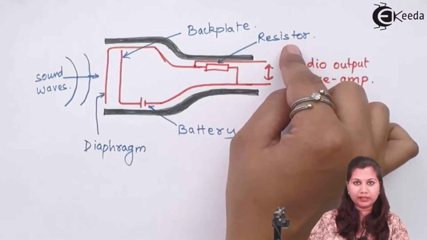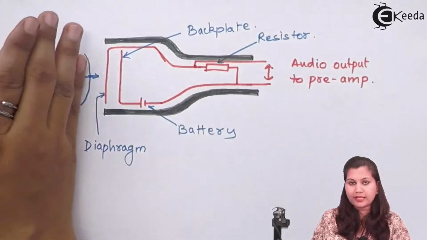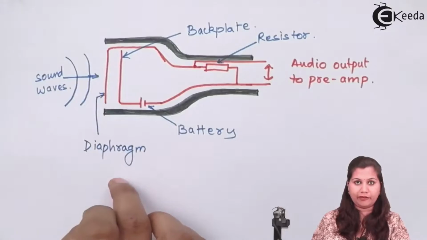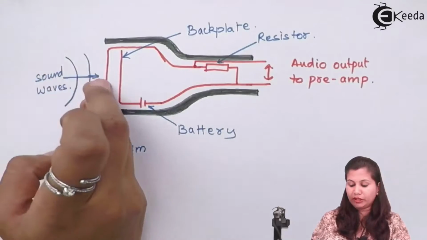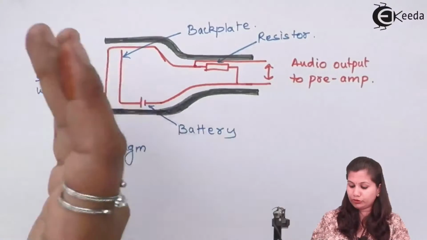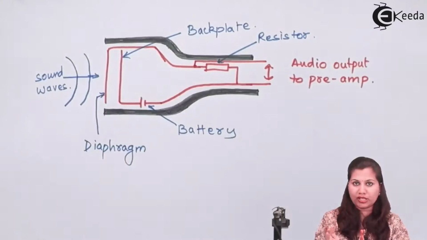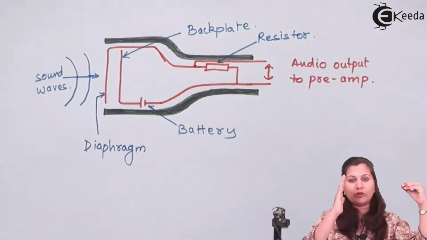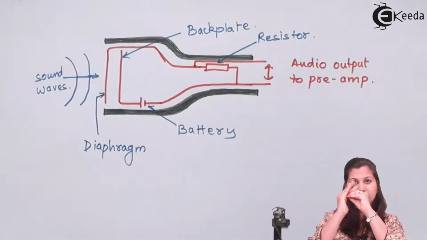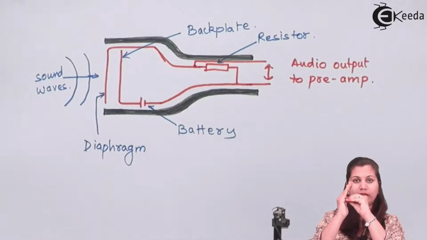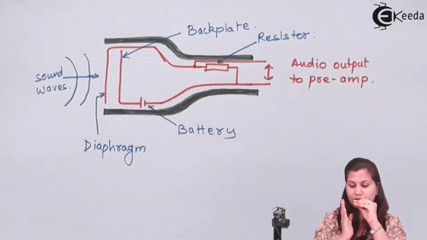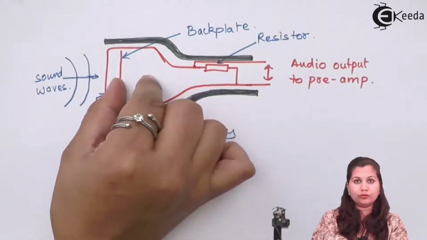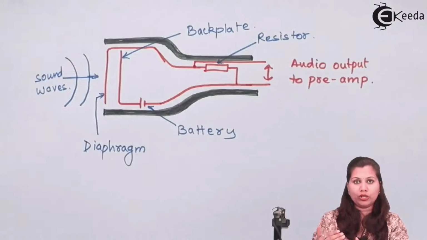A resistor is also connected. The sound waves strike the diaphragm, which converts them into pressure waves, and due to that pressure the diaphragm changes its shape. The diaphragm is just a flat diaphragm. When the sound waves strike it, it bends, so its shape is changed. Due to the change in shape of the diaphragm, the capacitance value is going to change.